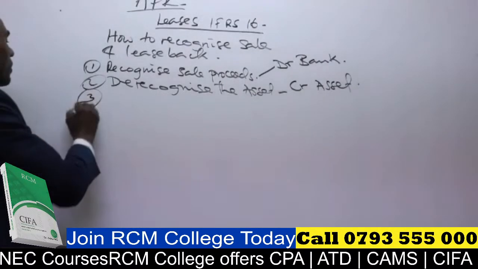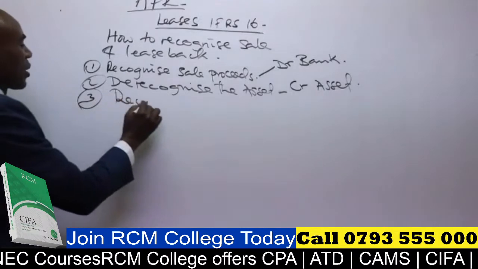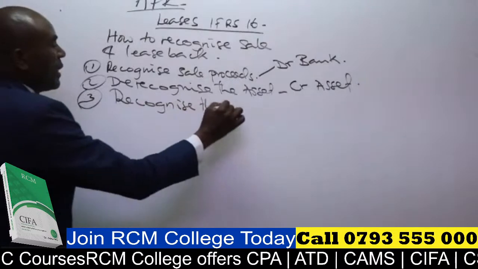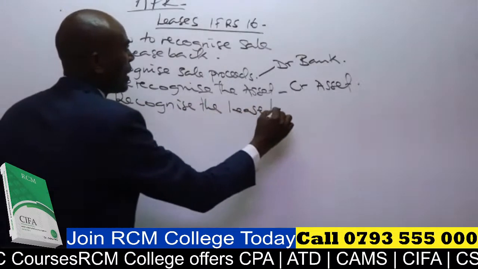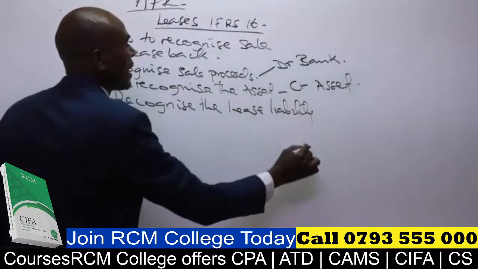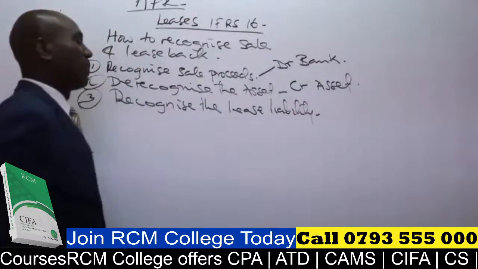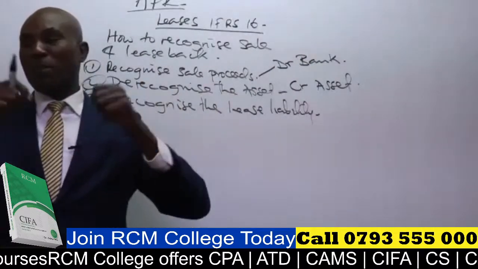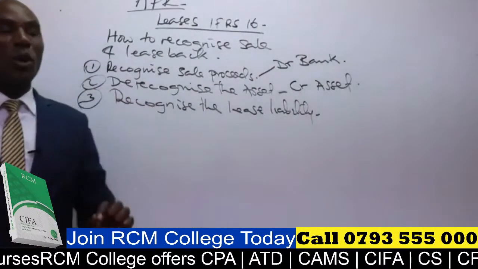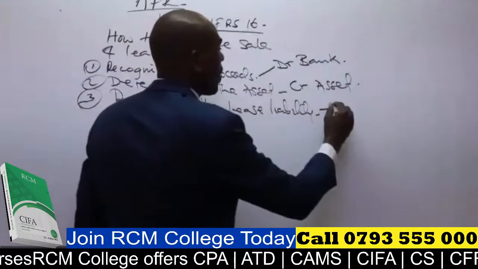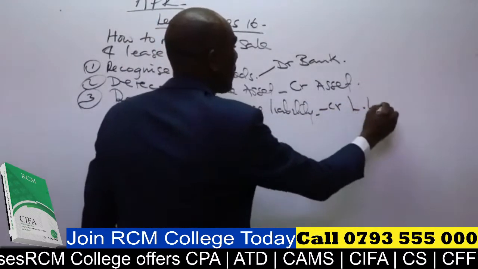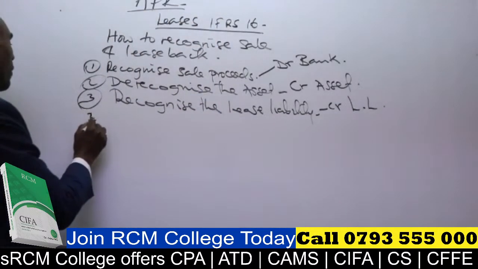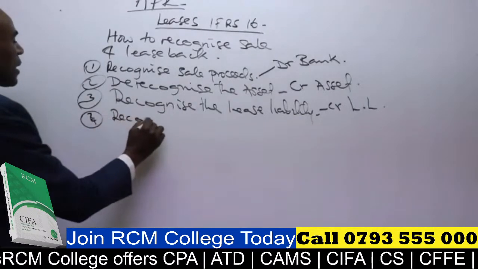Number three, recognize the lease liability. You recognize it because after you have sold the asset, you are now leasing it back. When you lease back the asset, you recognize what we call the lease liability. Here you are going to credit lease liability. LL means lease liability.